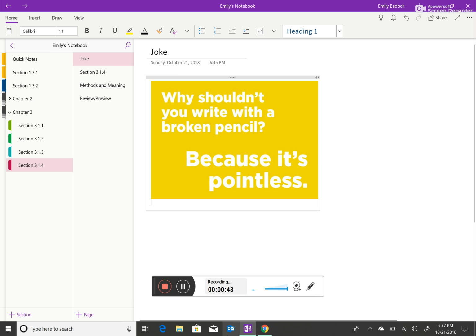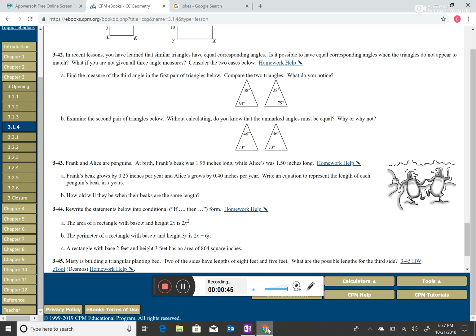Alrighty. If you remember, what we've been working on before is the idea of similarity. Similarity means that some parts have to be the same, but not all the parts. All of the angle measures have to be the same, so something similar will have the same angle measures. Likewise, they have to have the same ratio between all of the sides.